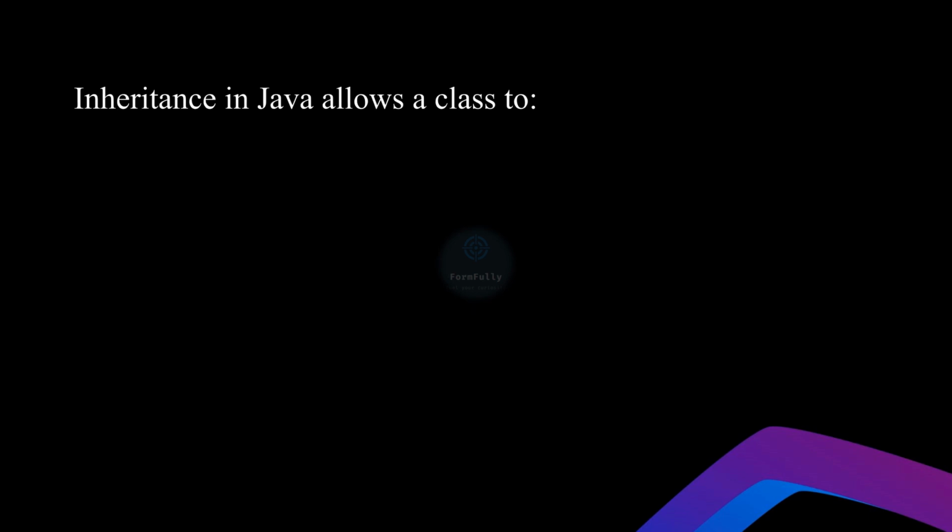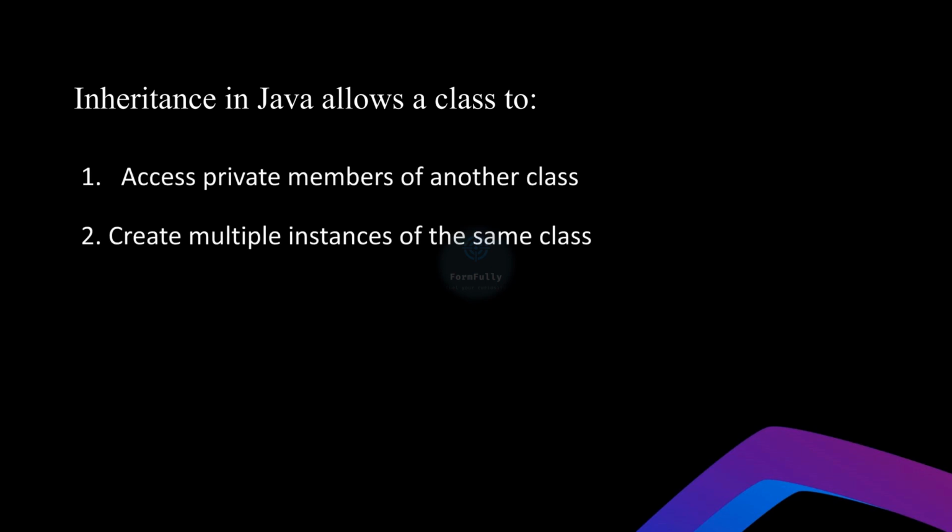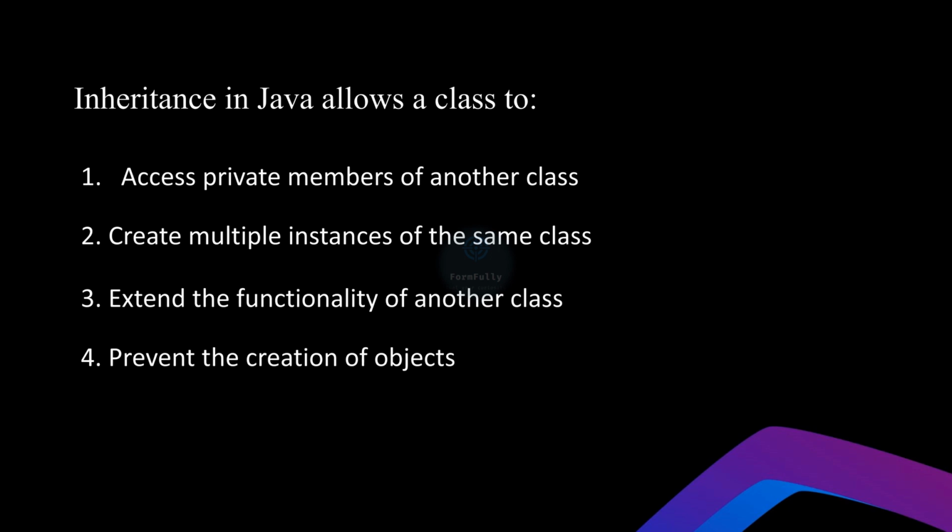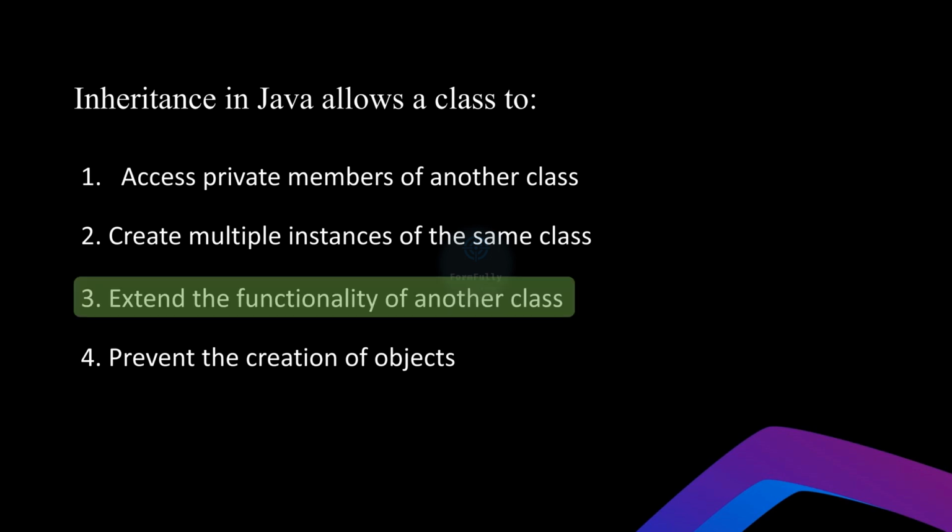Moving to the next question. Inheritance in Java allows a class to: access private members of another class, create multiple instances of the same class, extend the functionality of another class, prevent the creation of objects. Inheritance in Java allows a class, that is a subclass or child class, to inherit or extend the functionality of another class, that is a superclass or parent class.